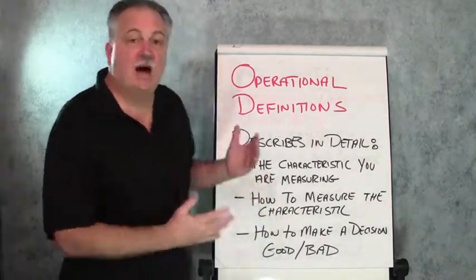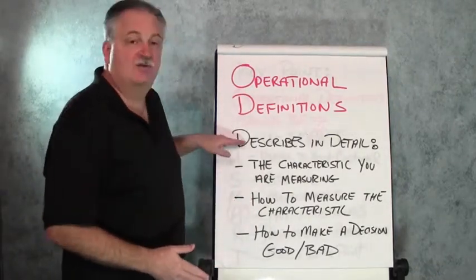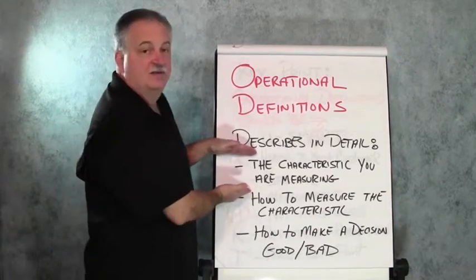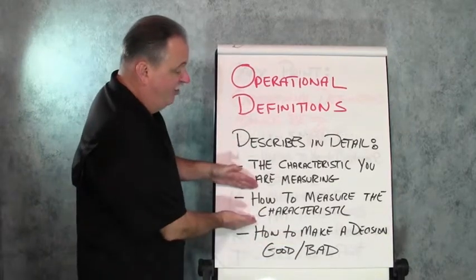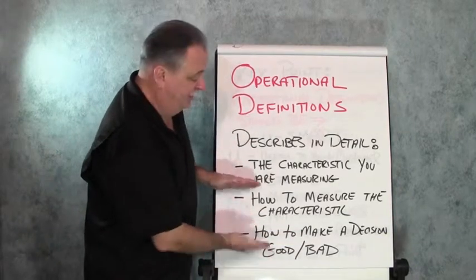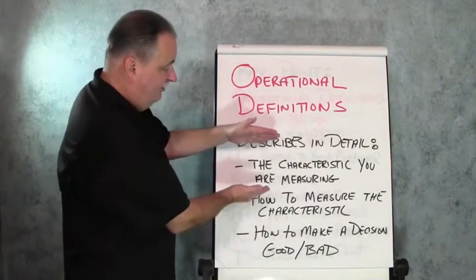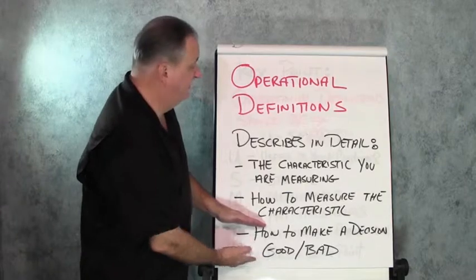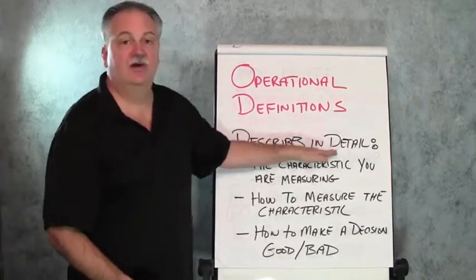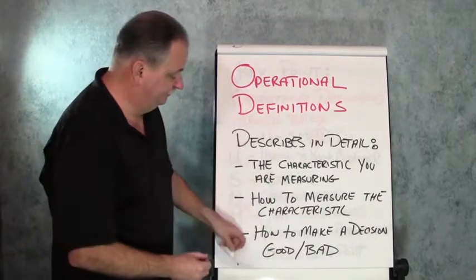The first one is operational definitions. This is key because here is where we're going to describe in detail the characteristic that you are going to measure. How are you going to measure that characteristic? And then how are you going to make a decision about that characteristic, whether it's good or it's bad? So I have to understand the characteristic, understand how I'm going to measure it, make a decision about it, and I have to have this described in great detail. That's an operational definition. That's a starting point.